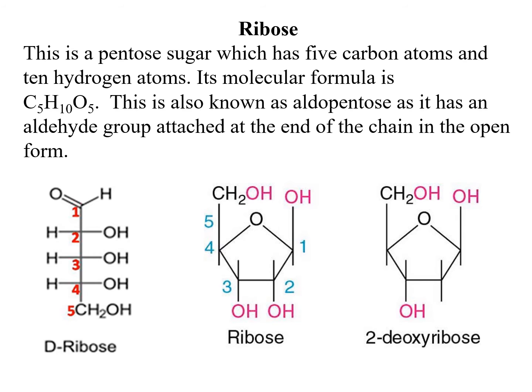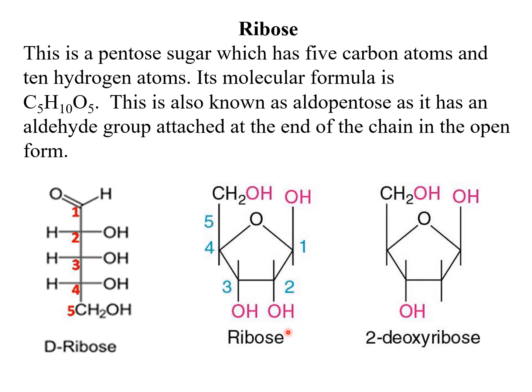Next we'll come to one more important sugar, which is ribose. This is a pentose sugar which has 5 carbon atoms and 10 hydrogen atoms. It is the molecular formula C5H10O5. This is also known as an aldopentose, as it has the aldehyde group attached to the end of the chain. Here you can see the 5 carbons. This ribose sugar is present in the RNA structure.